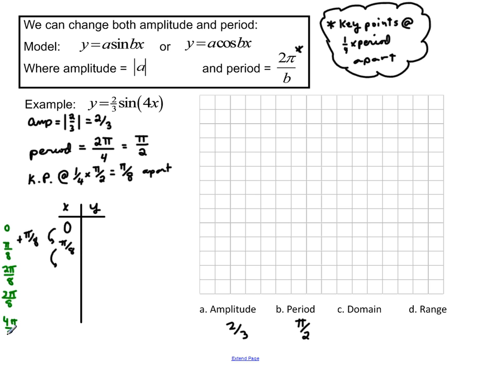So if we're looking at each of our values, we should, of course, reduce each of them. 2 pi over 8 reduces to pi over 4. That's our next key point. By adding the increment of pi over 8 again, 3 pi over 8 is our next key point.